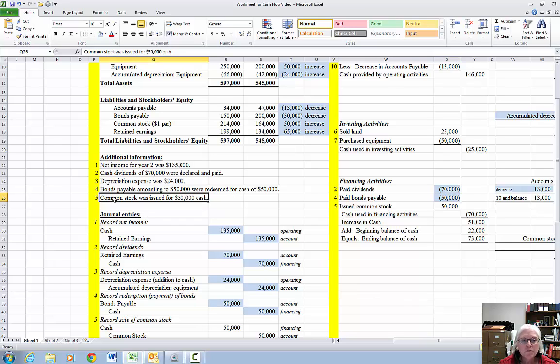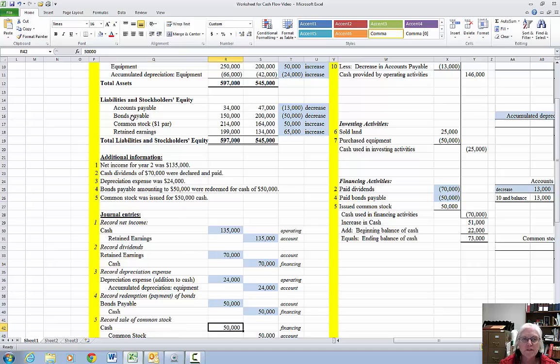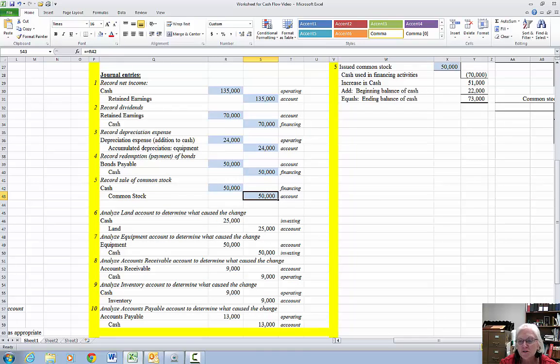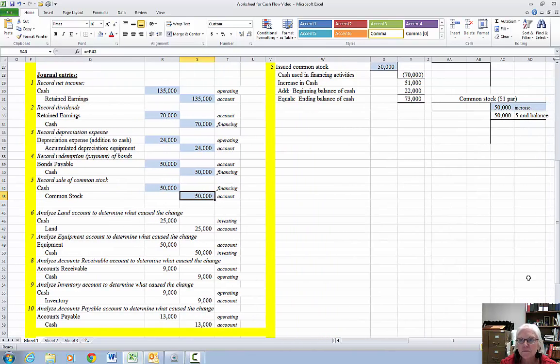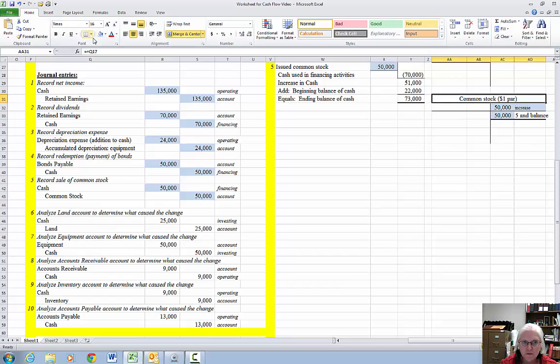All right, additional information number 5 is we issued common stock for $50,000 in cash. So our journal entry is a debit to cash of $50,000. Common stock is equity, so the cash goes in the financing section, and the common stock credit, where we increased it, goes to our common stock T account, a credit of $50,000. That explains the change of $50,000, and we're done with that account.